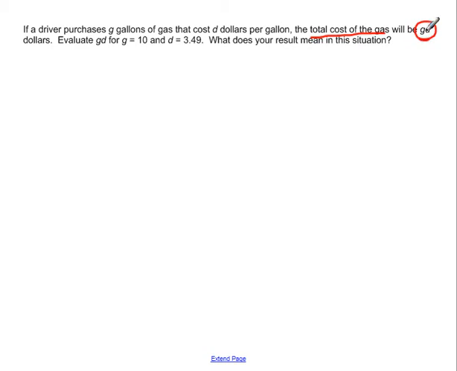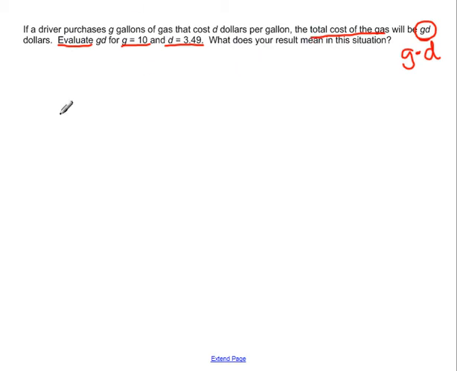And notice there's no operation sign here. So that tells us we've got juxtaposition going on, and we can rewrite that as G times D with the multiplication dot if we want to, or we could just remember that that juxtaposition means multiply. So when I see GD, that means G times D. Now we're being asked to evaluate G times D for G equals 10 and D equals 3.49. What does your result mean in this situation? So we're going to evaluate, and then we're going to explain what our result means.